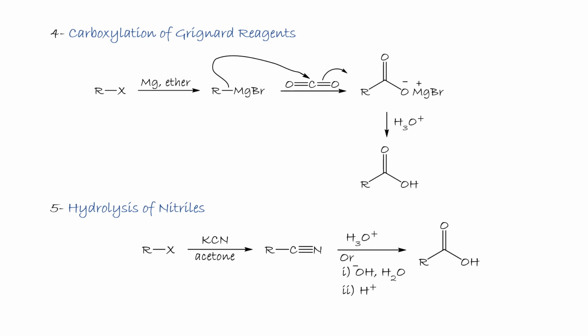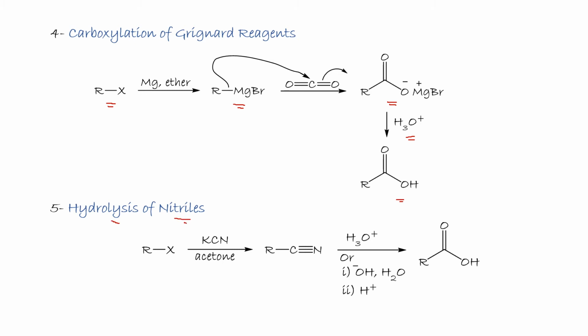Carboxylation of Grignard: an alkyl halide with magnesium in ether provides the Grignard reagent, which upon treatment with dry carbon dioxide provides the salt, which upon hydrolysis furnishes the carboxylic acid.